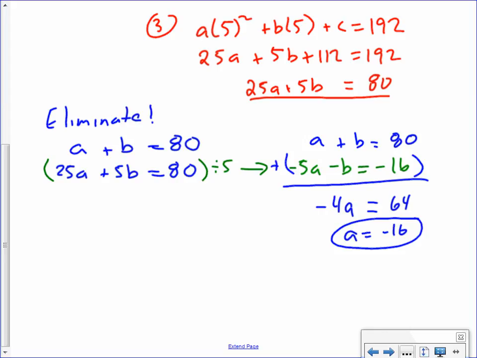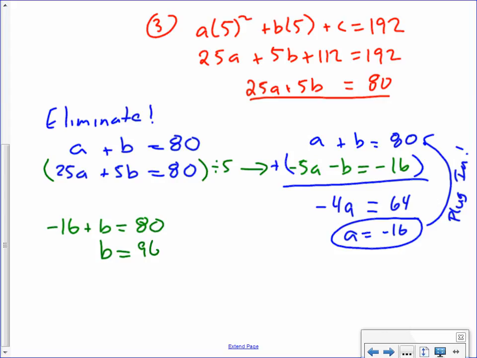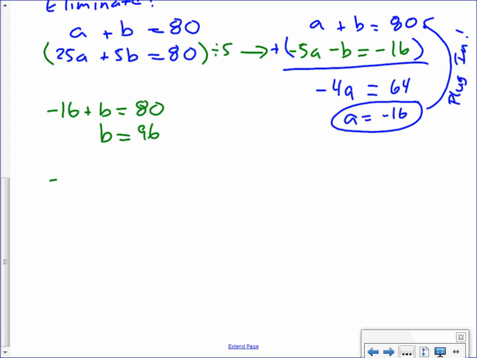And I would definitely plug it into that one, right? Plug it into an easy one. The easy one is A plus B is 80. So -16 plus B is equal to 80. And B is equal to 96. So final answer.